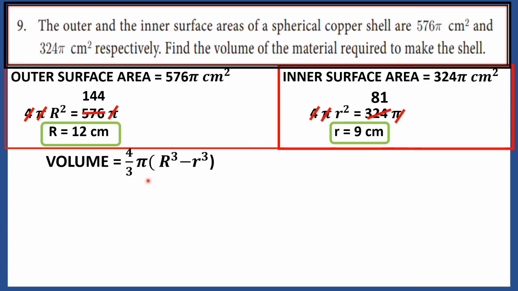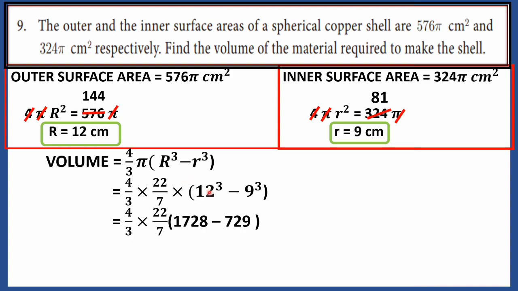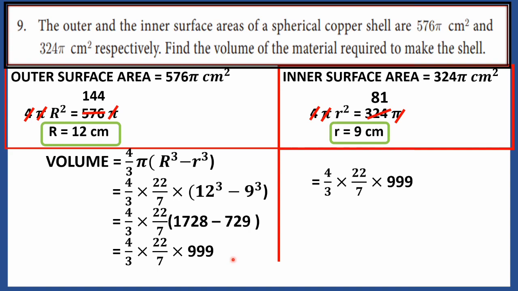So volume equal to 4 by 3 pi (capital R cube minus small r cube). Substitute the values. Find the cube of 12 and 9. 12 cube equal to 1728. 9 cube is 729. Subtract the numbers, we get 4 by 3 into 22 by 7 into 999. Cancel this 3 and 999, we get 333. Here the numbers in numerator is not divisible by 7. So multiply the numerators, we get 29,304 and divided by 7.